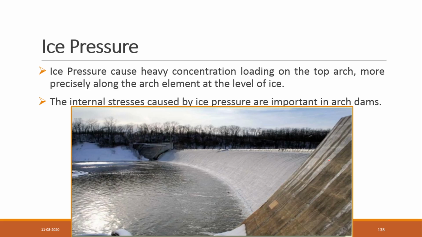Now ice pressure. Ice pressure causes heavy concentrated loading on the top arch, more precisely along the arch element at the level of the ice. See here, this is the arch dam, and this is the ice pressure. In this location, ice has formed due to temperature variation. Now suppose in the summer season, the ice will melt. If it is melting, water flow is increasing. Based on this, we have to control the ice pressure, and by considering ice pressure, we have to decide our loading and everything.